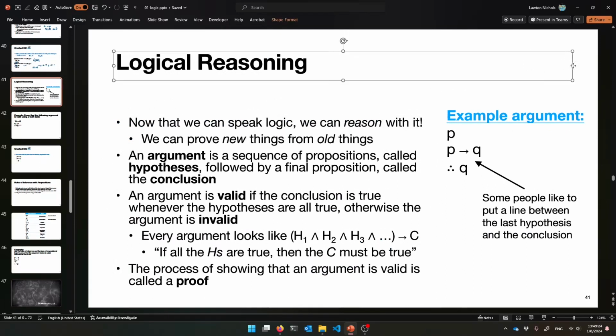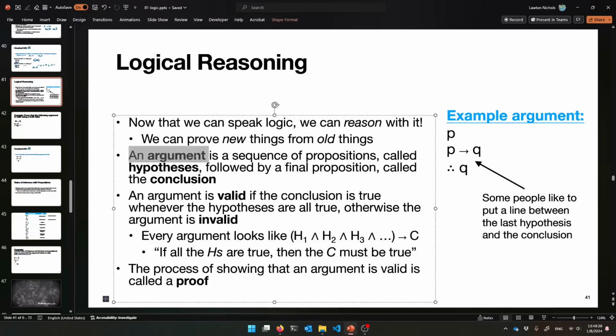So here is the idea. We're usually arguing something. Our proof is we're making an argument. We're claiming that something is true. And an argument, that's a technical term in logic. It's a sequence of propositions, all right? It's first a sequence of propositions called hypotheses. You're assuming all these things. And then at the very end of the day, you have a final proposition that you're trying to claim called your conclusion. All right, so here's kind of what an argument looks like.